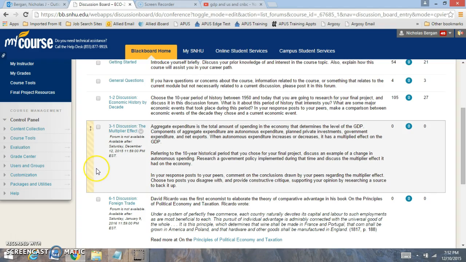Now, when we look at the 10-year historical period that you chose for your final project, give an example of a change in the autonomous spending, so a change in spending. How did a government policy implemented during that time influence it? Discuss the effect the multiplier had on the economy. So look at somewhere where the government spent more money or spent less money, and how the spending changed given the role of the multiplier. That's the key thing to look at.